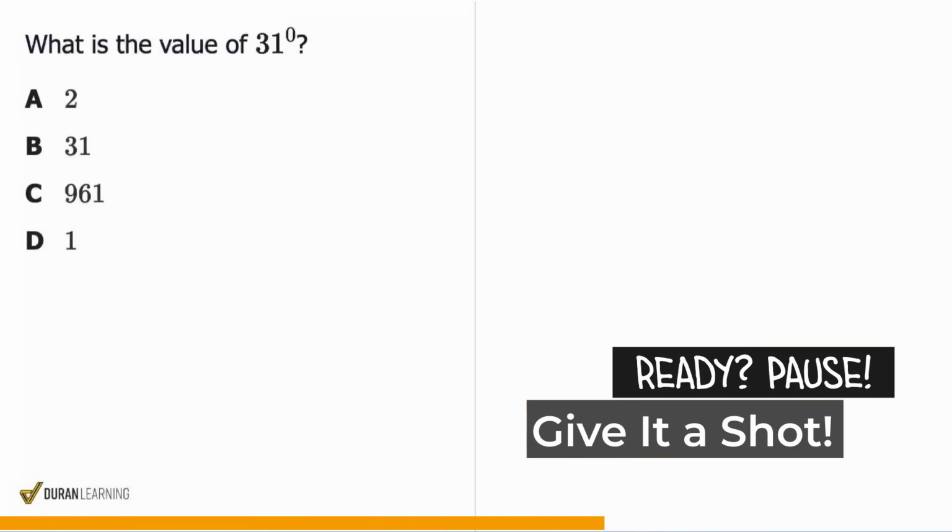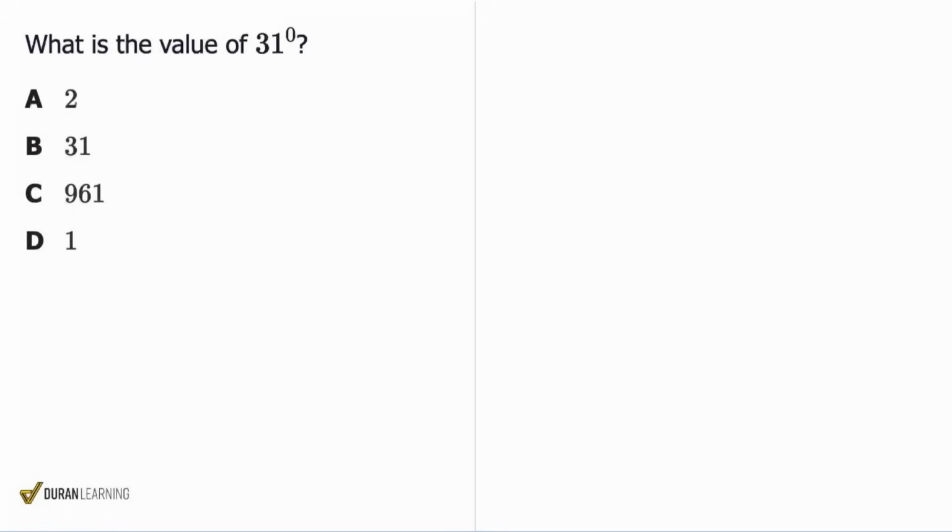Next up, what is the value of 31 to the power of 0? 31 to the power of 0. What do we do here? Well, this is going to be one of our identity properties or identity laws of exponents, where if you have any non-zero base to the power of 0, the answer is always going to be 1. So the answer here is answer choice D.